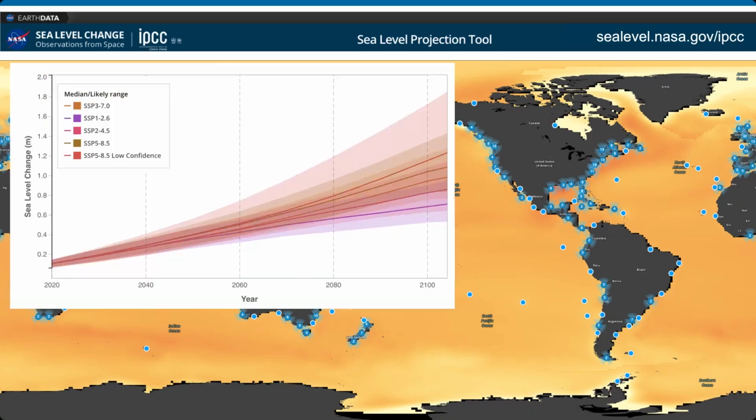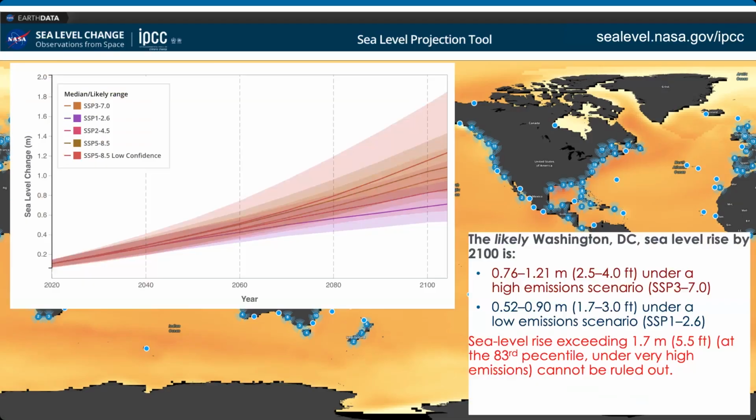For instance, we can go into Washington, D.C. and produce a plot like this and an associated table, which will tell us that the likely sea level rise in Washington, D.C. by 2100 is about 80 to 120 centimeters under a high emission scenario and about 50 to 90 centimeters under a low emission scenario, compared to those global numbers. And that sea level rise exceeding 1.7 meters at the 83rd percentile under very high emissions cannot be ruled out.